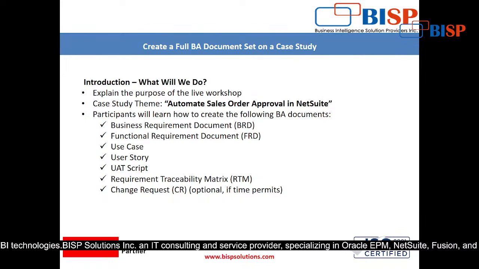Now you will see the business requirement document. Business requirement means what the current process is and what they want. In the functional requirement document, what they want and how that will function. In the use case document, the use case is automating the sales order approval, and the user story covers what the user wants and how the user will follow that. Then the UAT script, meaning user acceptance testing.